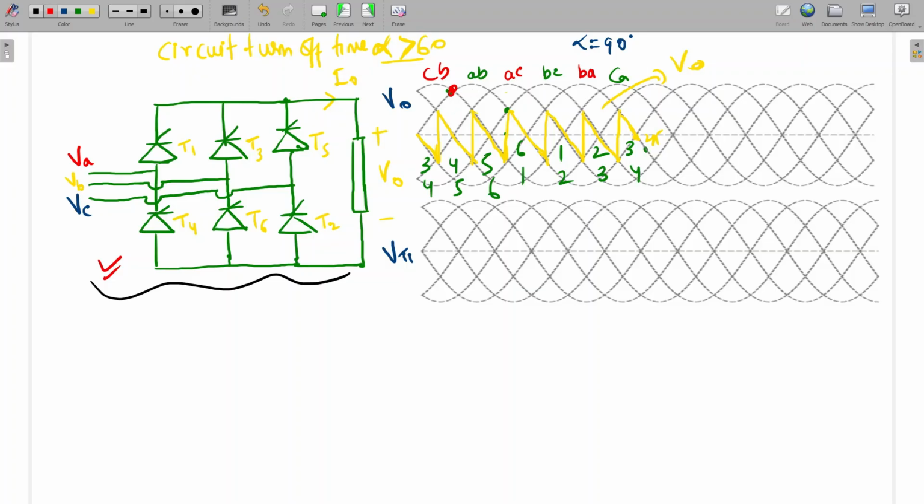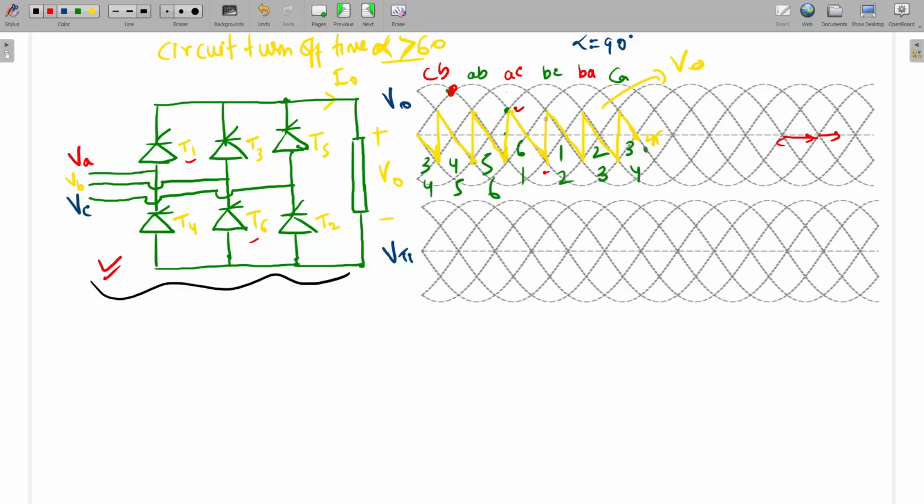So here the angle is 90 degree from this point. 90 degree means one section is 60 degree, here to here. So 90 means 60 plus 30, the middle point. So AB will start from here. It means we trigger 6 and 1 at alpha equal to 90. If we trigger 6 and 1, the output voltage will come as VAB. That's why from here to here it follows the VAB waveform.